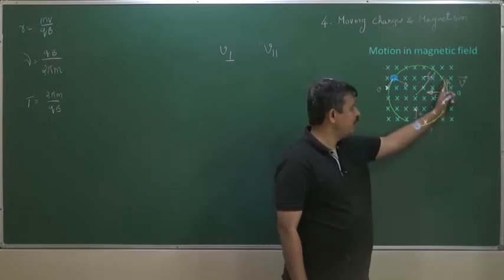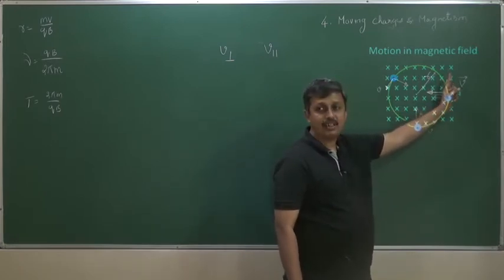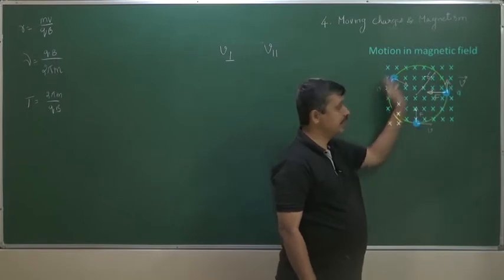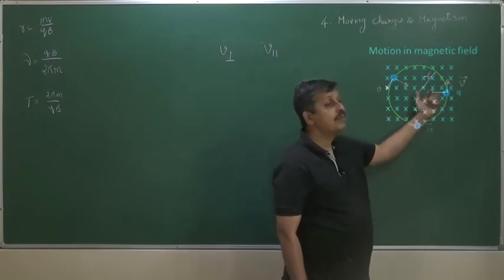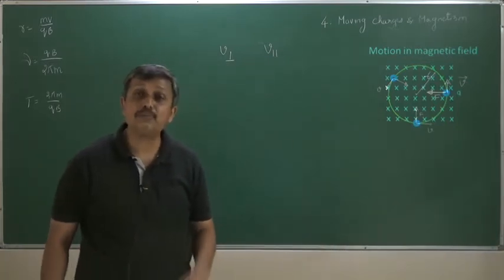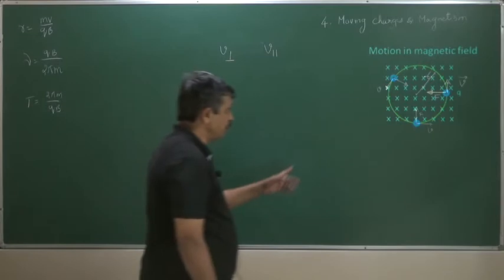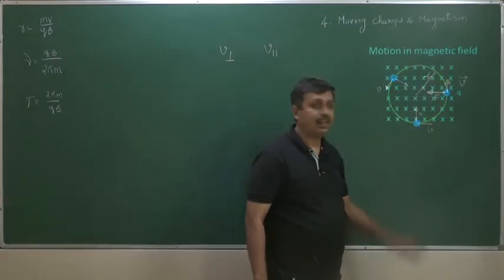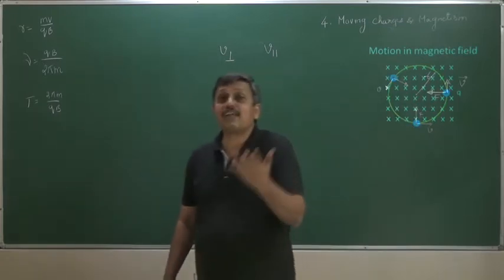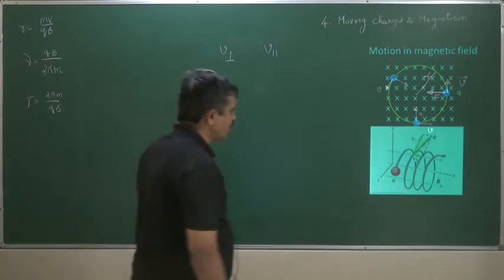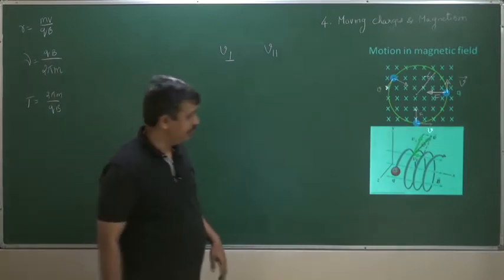Now when you made it go around, instead of going in the perpendicular V, if you go at some other angle, then it does two things. One, the perpendicular component makes it go around, and the parallel component makes it move in the direction of B. So there is a circular movement, and there is also a movement along the field. Put together, we call it a helical movement. And if you want to watch what a helical movement is, you can see here.